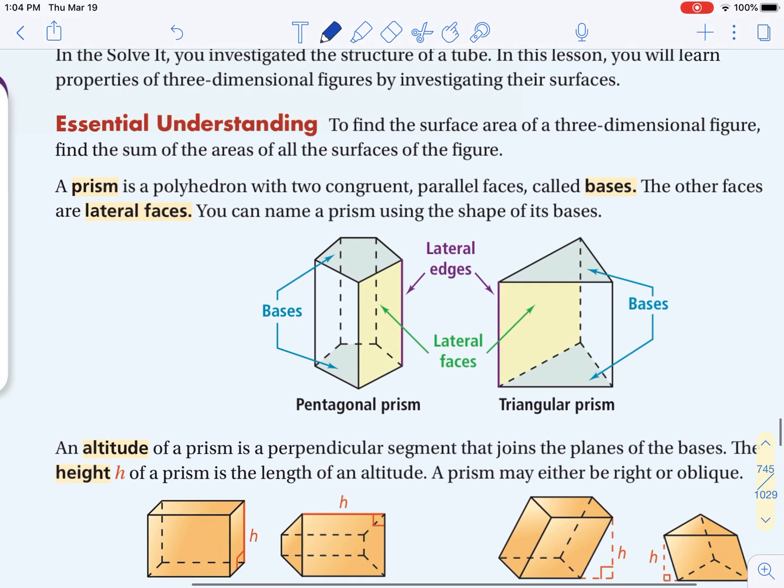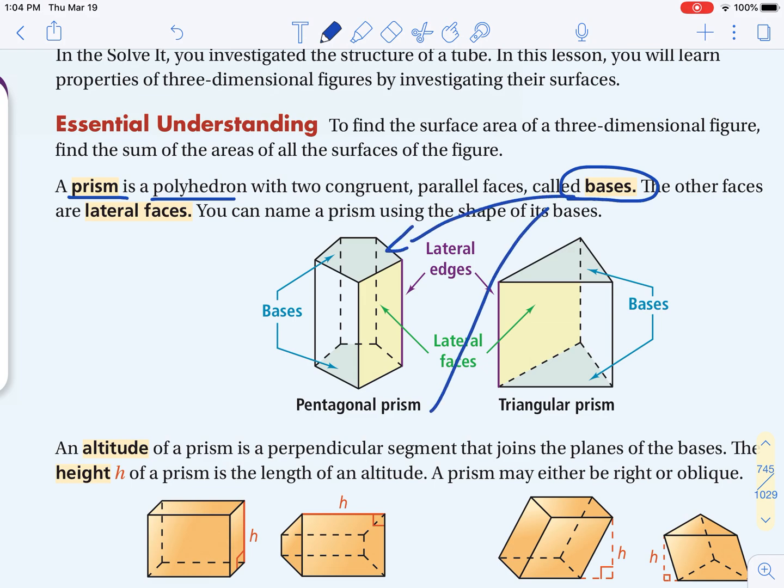Well, if we take a look at a prism, it is basically a three-dimensional figure, which you can call a polyhedron. And they are made up of bases, and those bases are on opposite ends of that polyhedron, and they are the same exact shape, kind of like a cylinder, except the bases are circles. And then the lateral faces are just everything else on the side.